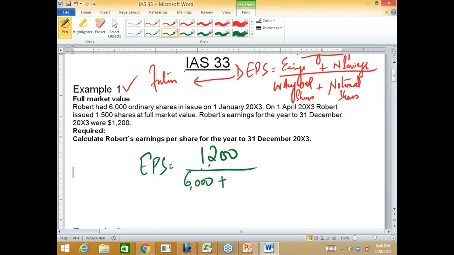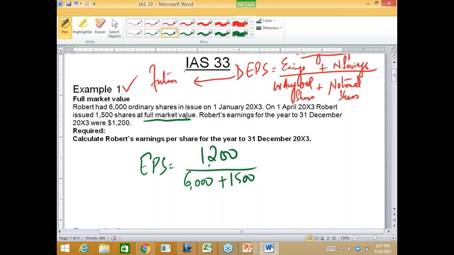That was issued on 1st January, so it will be counted in full. And further, the company has issued 1500,000 at full market price. So if it is at the full market price, it means that you only need to apply the time apportionment. This will be 9 upon 12.